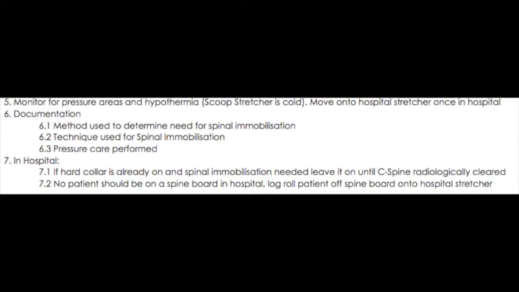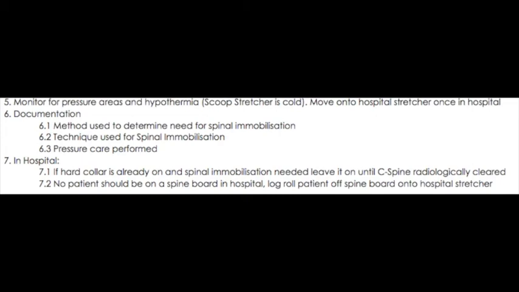It is important to document the method you use to determine the need for spinal immobilization. In other words, the patient had neurological features, therefore spinal immobilization was done, or Canadian C-spine rules failed to clear the C-spine, therefore spinal immobilization was done. The technique used for spinal immobilization: vacuum mattress and head blocks, or vacuum mattress alone, or hospital stretcher and head blocks, and the fact that pressure care was performed.